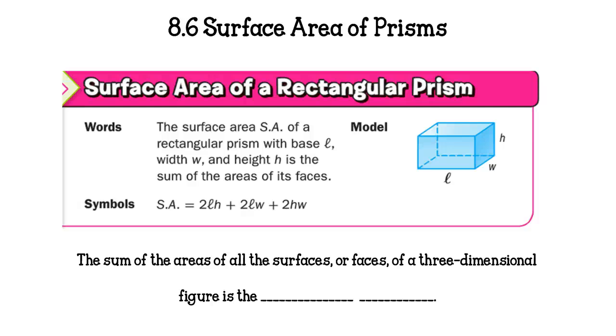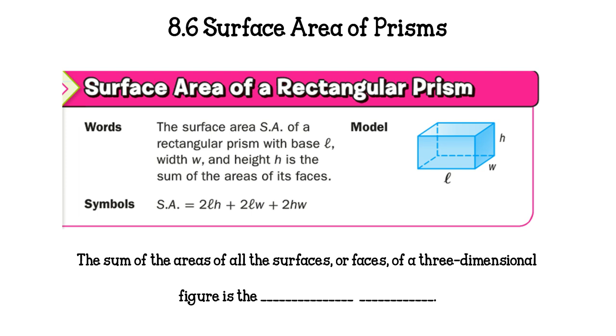Lesson 8.6, we're going to be talking about surface area of prisms. The surface area, which is abbreviated SA, of a rectangular prism with a base of L, width of W, and height of H, is the sum of the areas of its faces. So your formula is the surface area equals 2 times the length times the height, plus 2 times the length times the width, plus 2 times the height times the width.